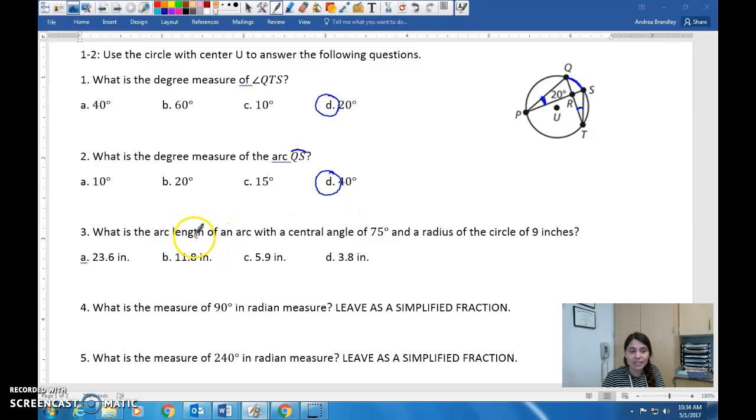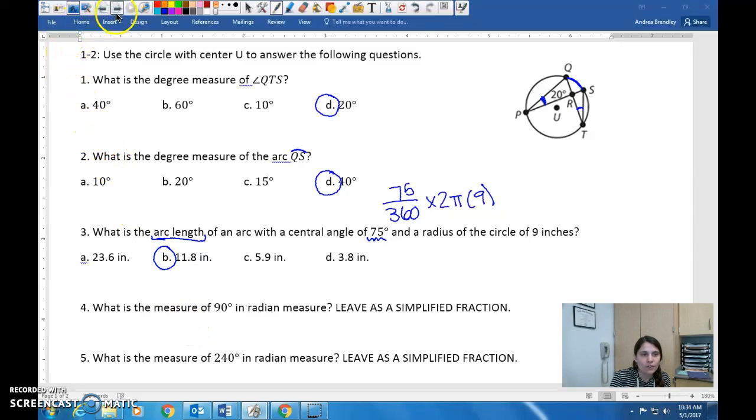Number 3, now this time we're asking for arc length instead of the degrees of an arc. So to find the arc length, we have whatever fraction of the circle this is taking up. So it's 75 out of the total 360, and then we multiply that by the circumference, which is 2 pi times 9. So if we enter that in a calculator, I have 75 divided by 360 times 2 times pi times 9, and that comes out to be 11.8 inches, which is B.